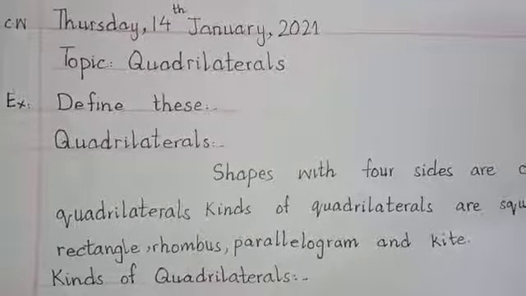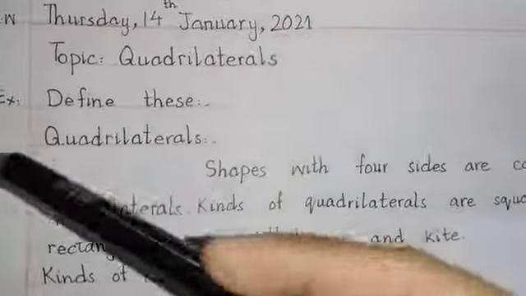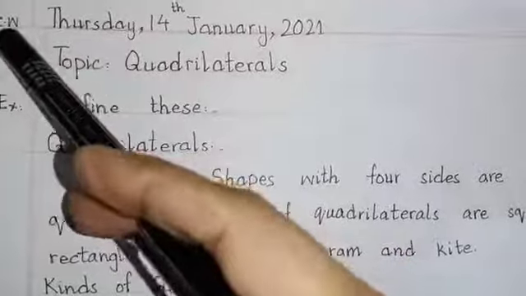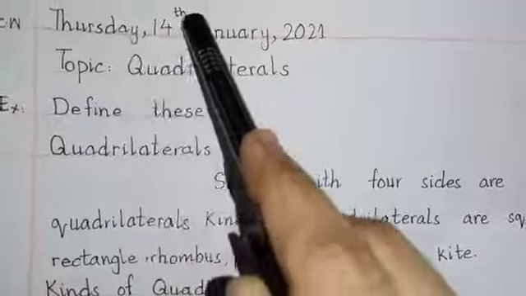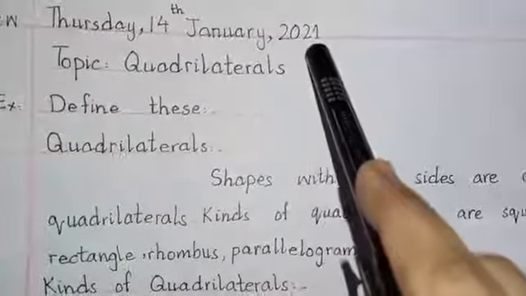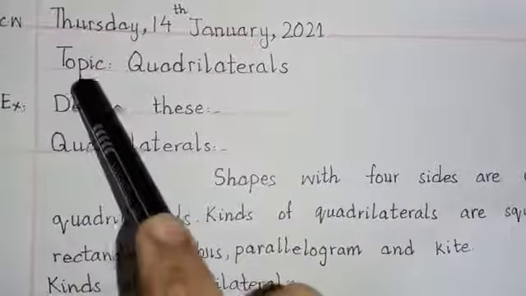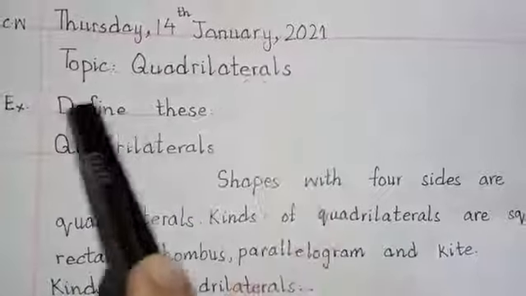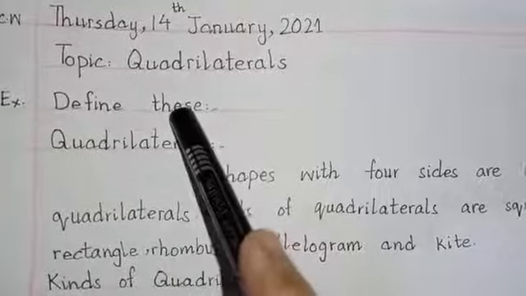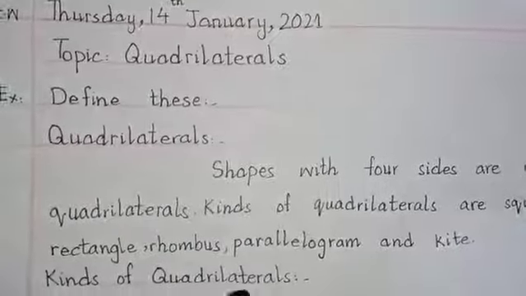Students, open your notebooks and maintain your pages. Draw a margin line on both sides of the page. After that, write classwork. It's Thursday, 14th January, 2021. Your topic is quadrilaterals and the exercise is define these. What is a quadrilateral?